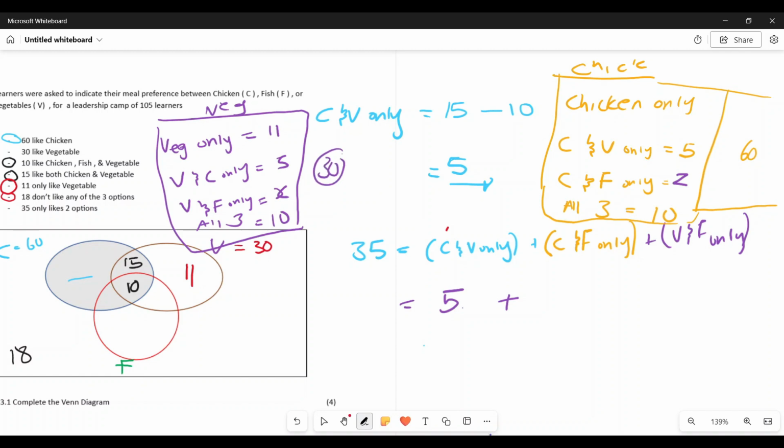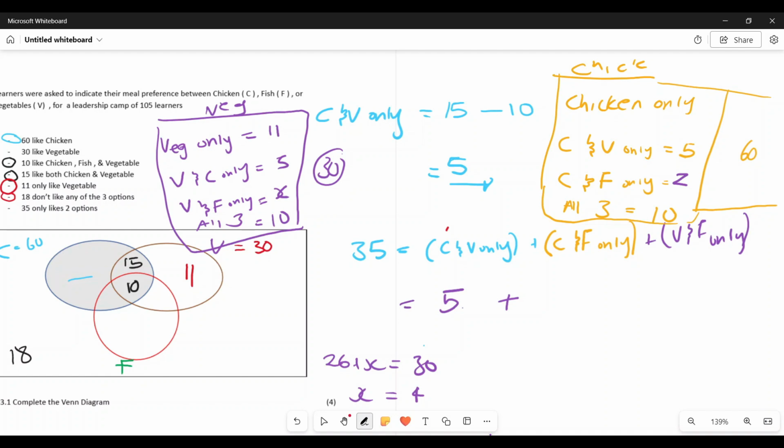Now, can you see that now I can calculate the number of people who prefer vegetables and fish only by just adding all these amounts. Now, let me solve for the number of people who prefer vegetable and fish only. So it will be 11 plus 5 plus 10, which should be 26, plus X, it should equal 30. So as a result, my X would be equal to 30 minus 26, which is 4. So the number of people who prefer vegetable and fish only, it is 4.